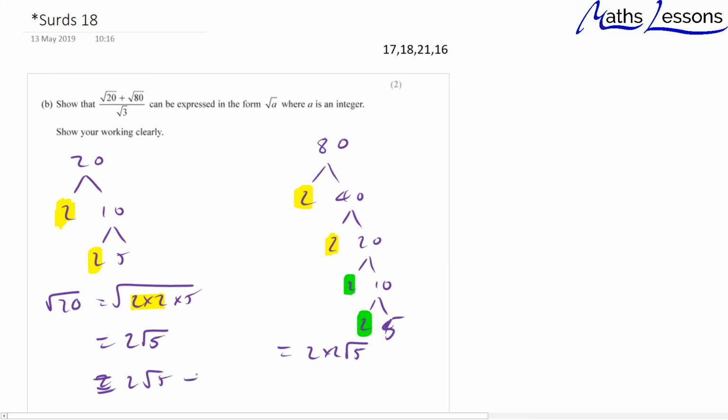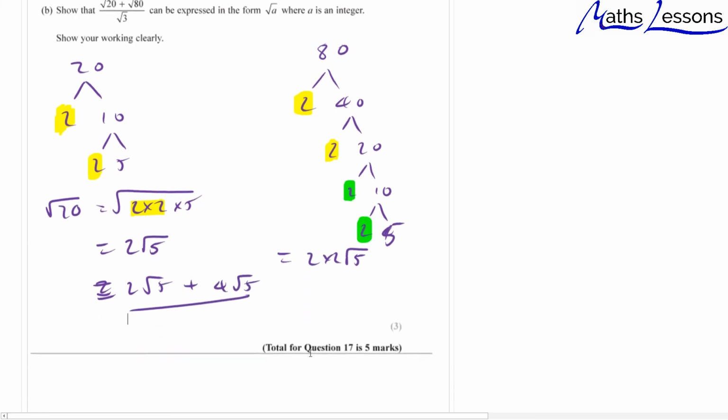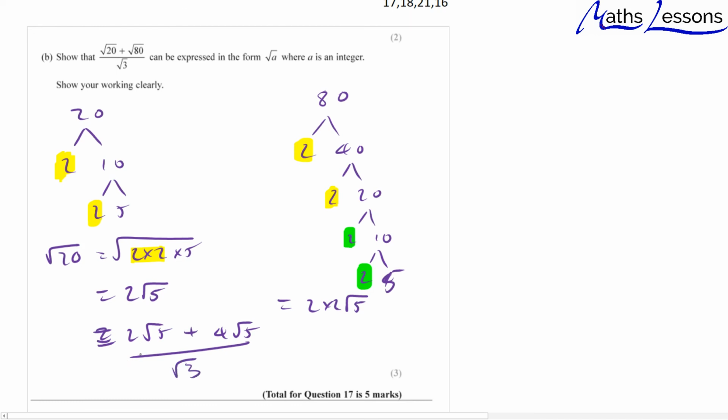So we've got 2 root 5 plus 4 root 5 over the square root of 3. So what we've got is 6 root 5 over the square root of 3. So we've got that as simple as we can. Nothing cancelled, so that didn't really finish off the question. So we need to get it in the form of root a, which means we need to get rid of the square root on the bottom.